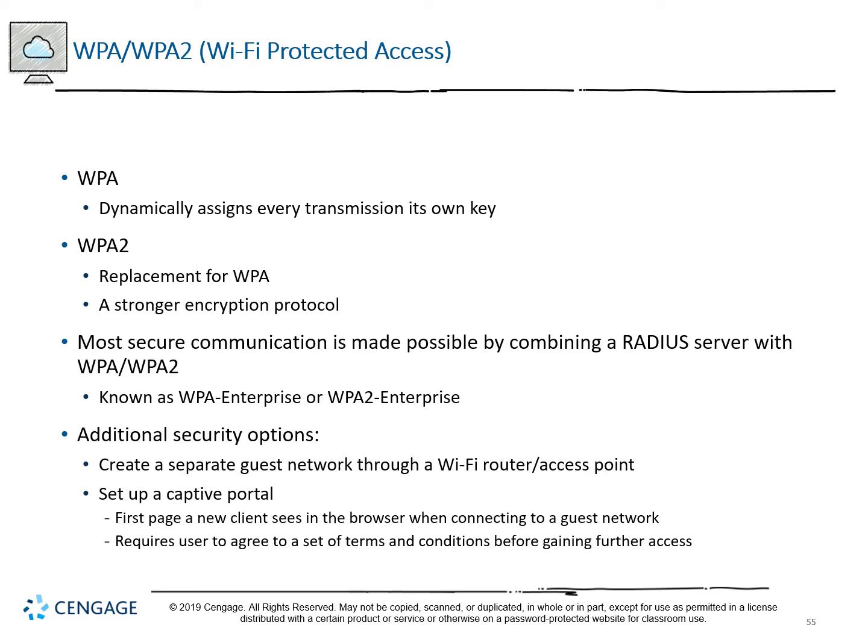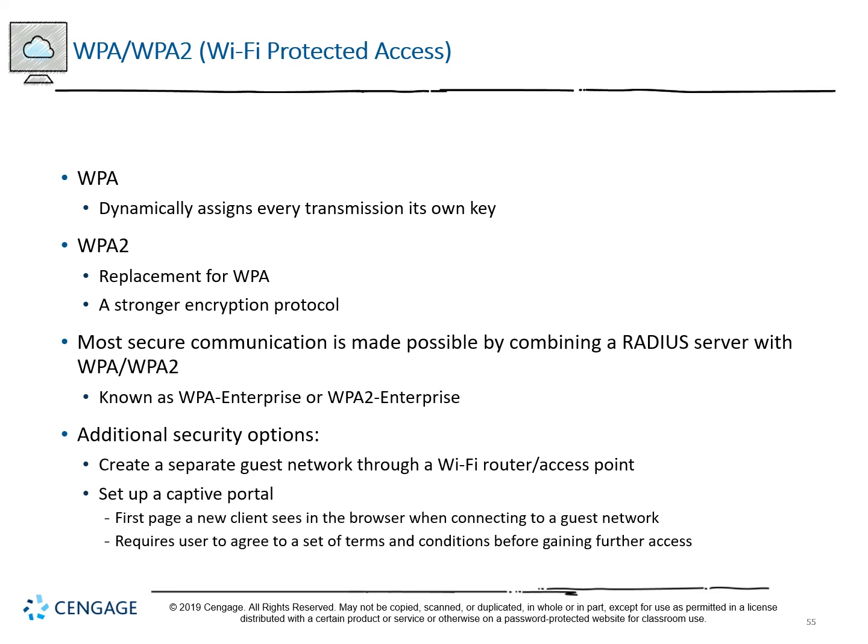One of the protocols that we will sometimes use is what's called WPA. This is going to dynamically assign every transmission its own key. And there is a replacement that has come out called WPA2. It's a much stronger protocol. The most secure combination of encryption would be combining a RADIUS server with WPA or WPA2, and this communication type is known as WPA Enterprise or WPA2 Enterprise.